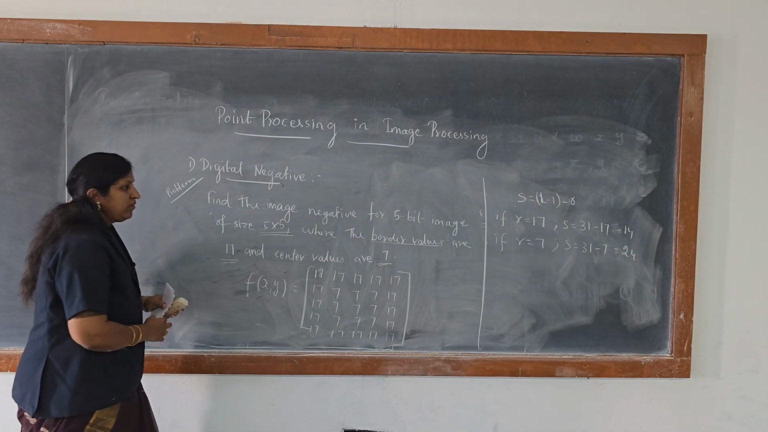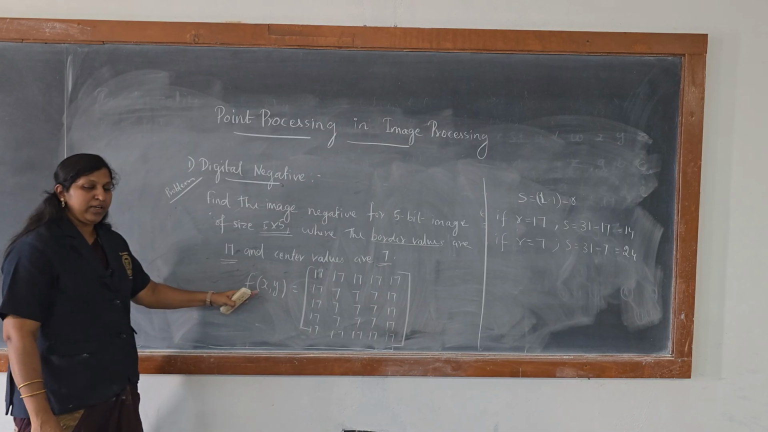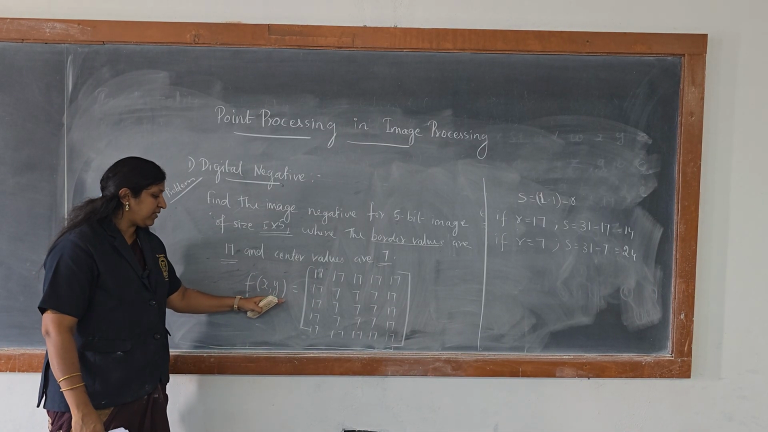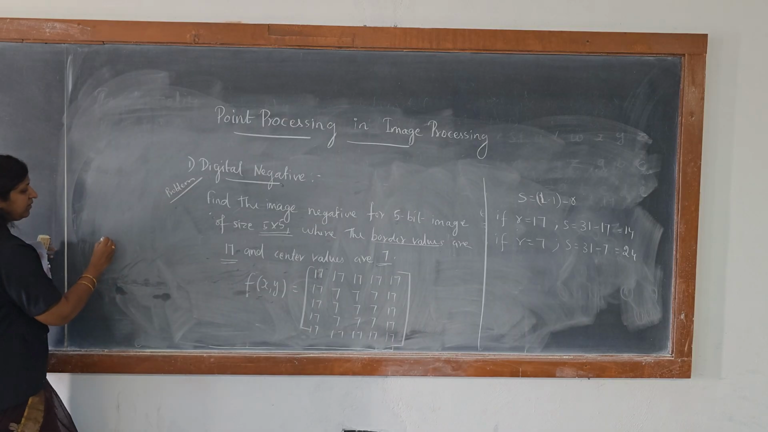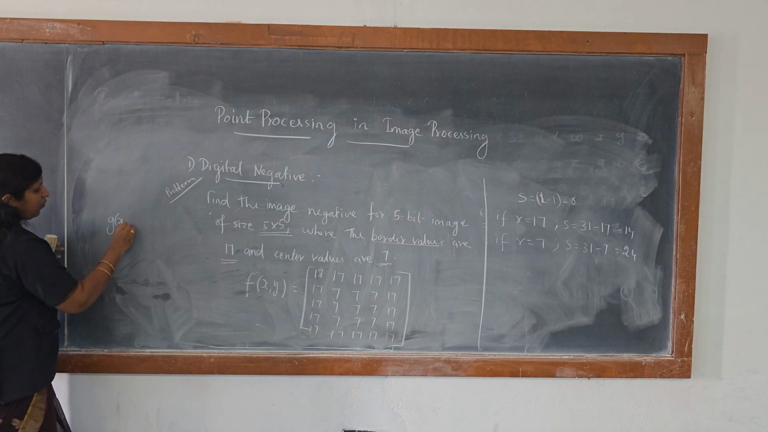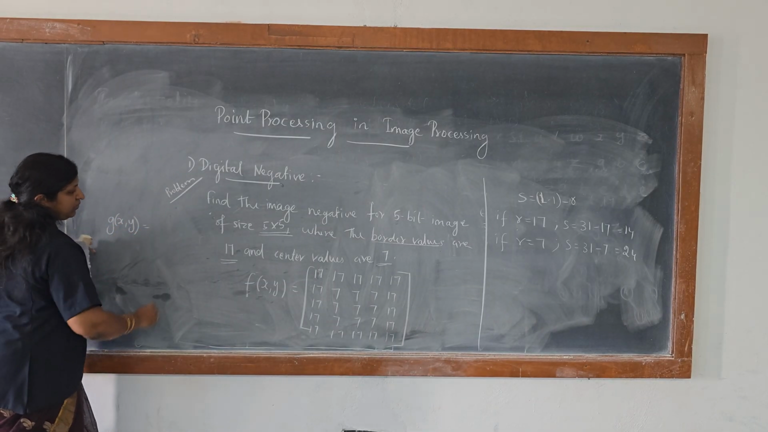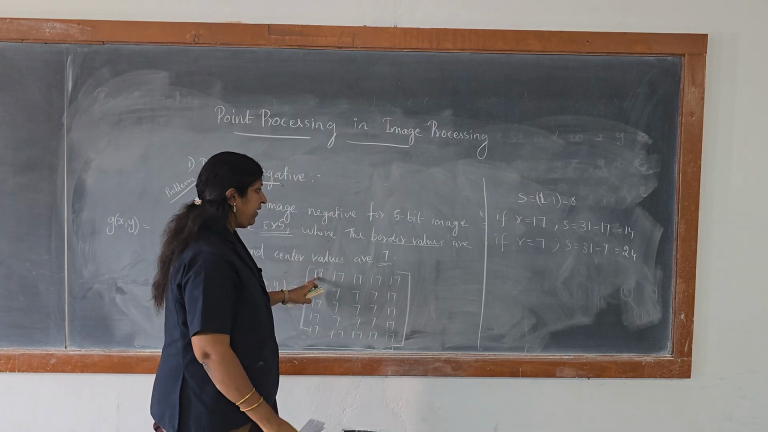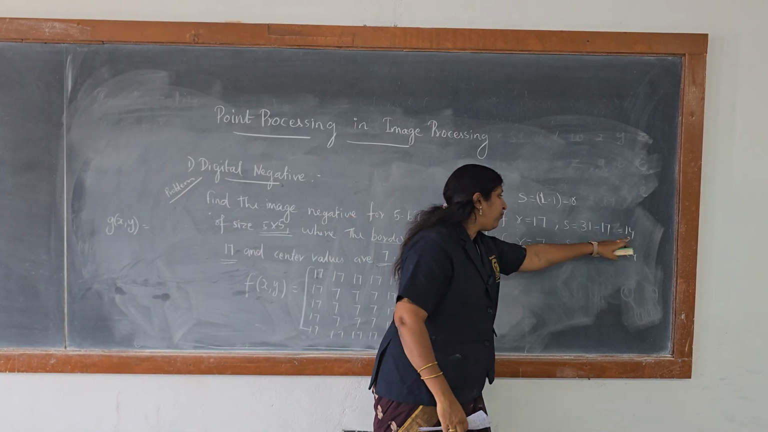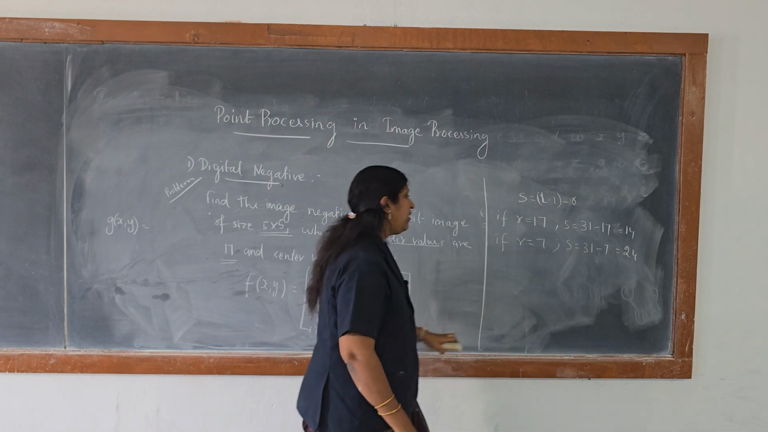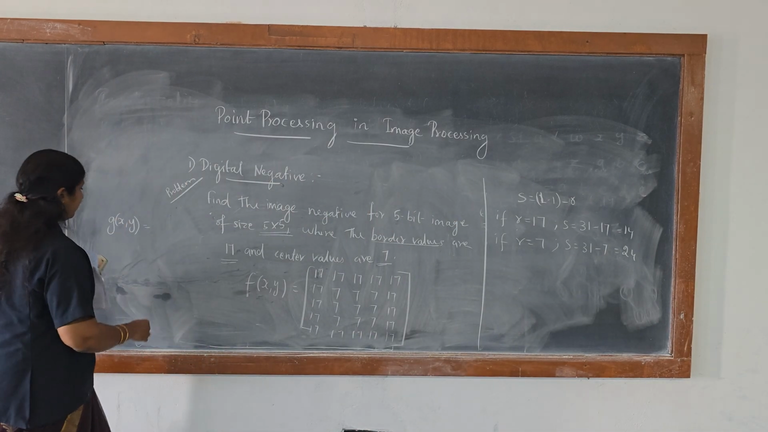Okay, so in the modified or output image matrix, what will be the result? G of x comma y is equal to, so instead of 17, what we have to write? 14, and instead of 7 we have to write 24. Okay.